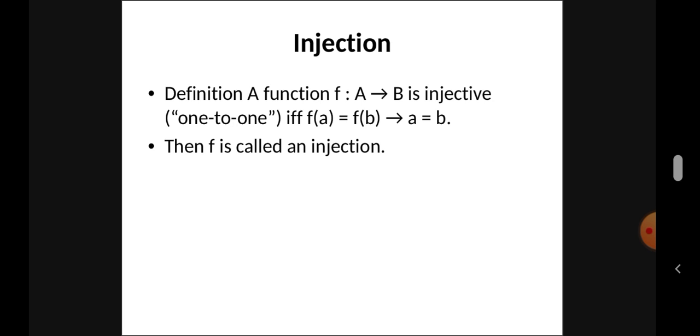In the case of injection, we have a definition here. A function f from A to B is injective, or we can say 1-to-1, if and only if f of A is equal to f of B, that implies A is equal to B. Then f is called an injection.